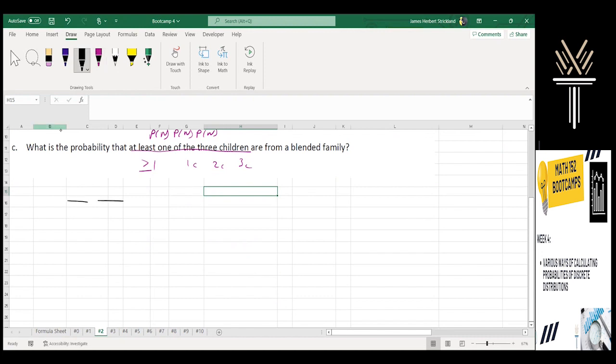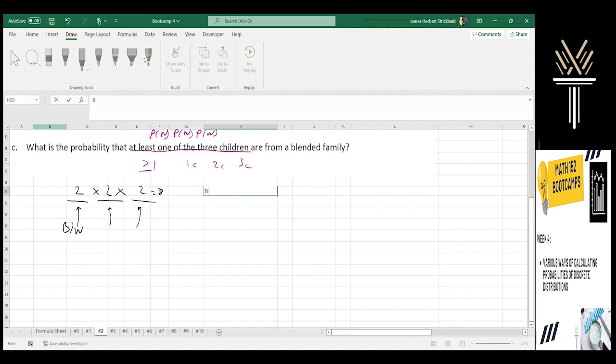There's 3 children. The first option is blended or not blended, right? Next one could also be blended or not blended. And the last one could be blended or not blended. We times this together. 2 times 2 is 4. 4 times 2 is 8. There's 8 possible ways it could work out.